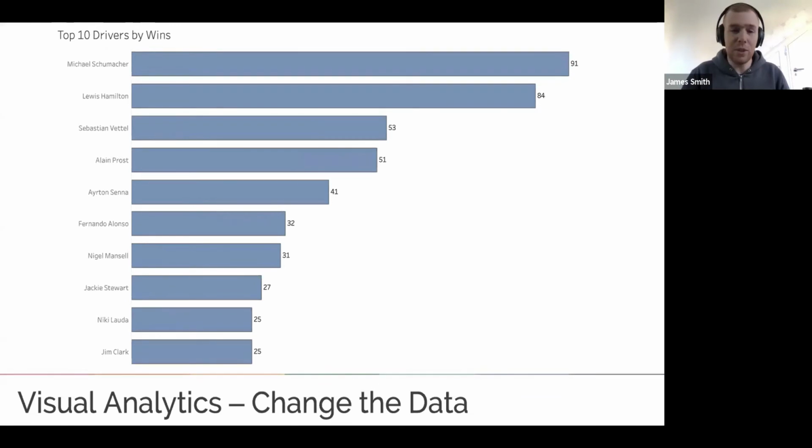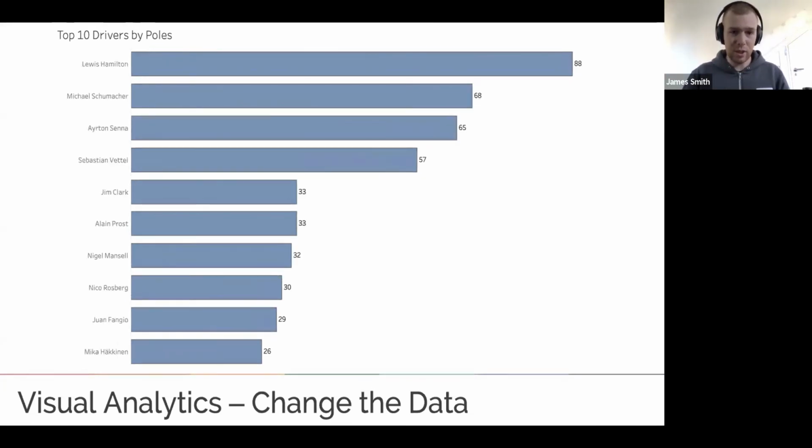And then maybe I want to change them again. Instead of looking at the number of wins that they've achieved, maybe I want to look at the number of pole positions that they've achieved. So very quickly, by changing the data, I'm answering questions in a visual manner. I'm not necessarily having to look at them in a table. I'm using graphs, in this case, the bar chart, to actually go ahead and answer.